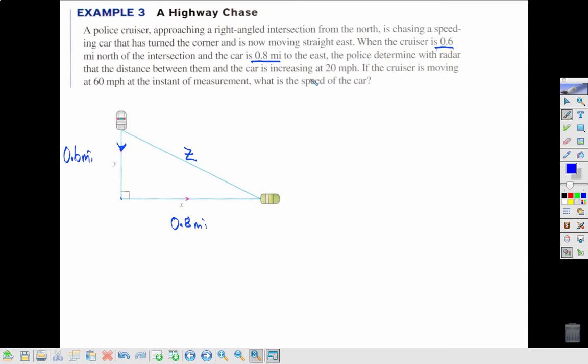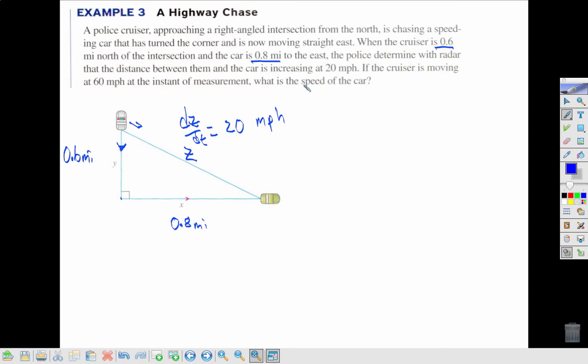We can also look at the speed of the car. It says that the distance between the car is increasing at 20 miles per hour. Basically, the police officer is using his radar and he's measuring that car going away from him at a rate of 20 miles per hour. Since this is looking at z, this is the rate of change of z, that would be dz/dt. It's going to be a positive value because that car is moving away.